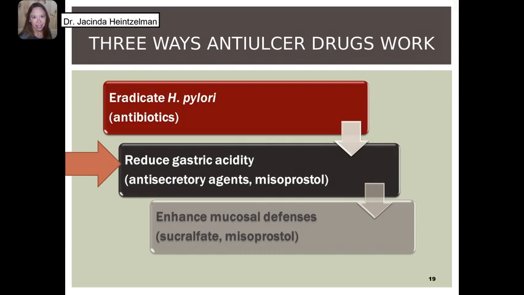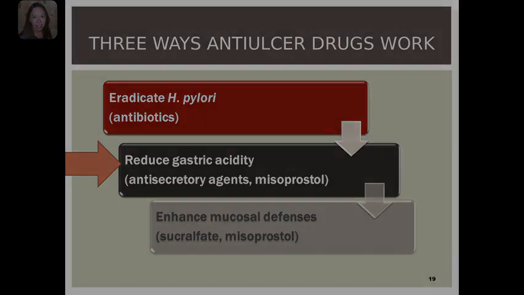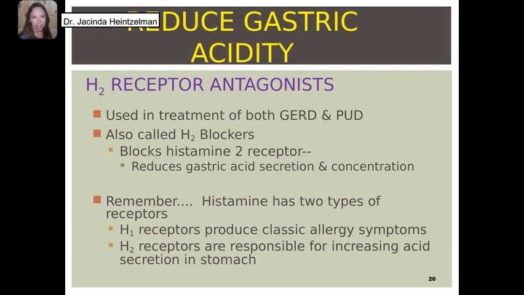So now let's talk about the medications that will reduce gastric acidity. A medication that we can use to reduce gastric acidity is the histamine 2 receptor antagonist, and we can use this type of medication to treat both GERD and peptic ulcer disease. These medications are also called H2 blockers, and what exactly do they do? Well, they're going to block the histamine 2 receptor, and that is going to then reduce the gastric acid secretion and the concentration of the gastric acid.